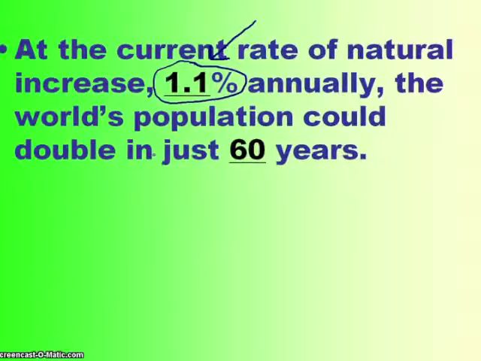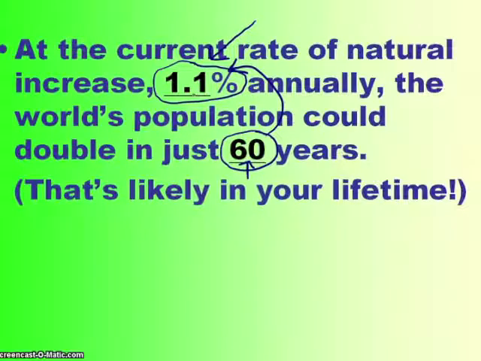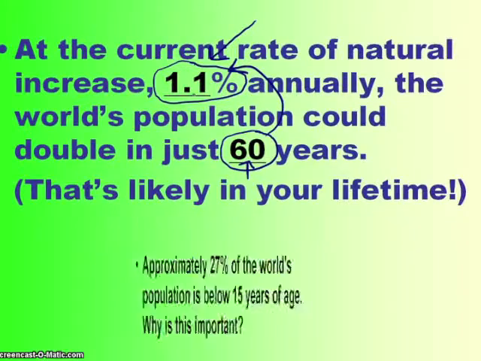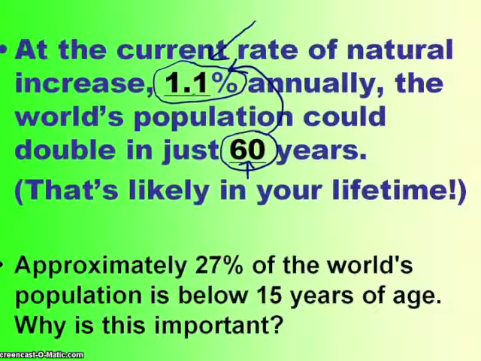Now, at this current rate, the world's population could double in just 60 years. And again, this is one of those things that in the 15 or so years I've been teaching about population, rarely does this stay the same from year to year. It fluctuates depending on this right here. So again, you may be looking in your notes, you may be looking this up online and find, oh, it's not 60 years. Now they're predicting 59, 57. It's going to change as this changes. So again, that's likely in your lifetime that things are going to change, but that the population is going to double.